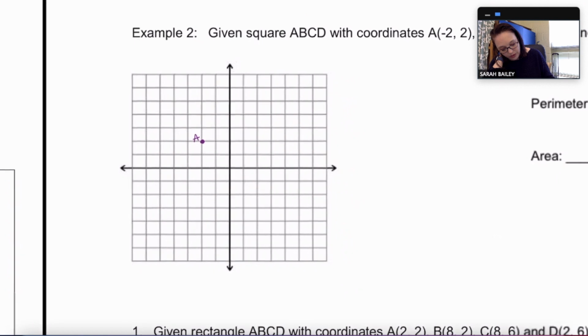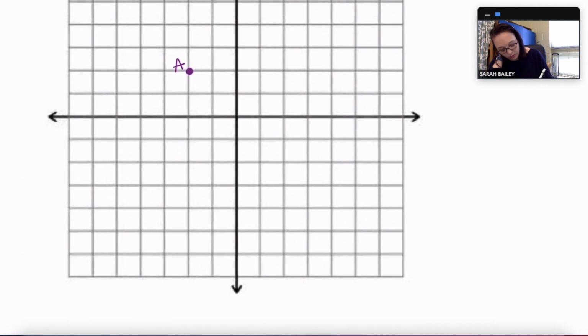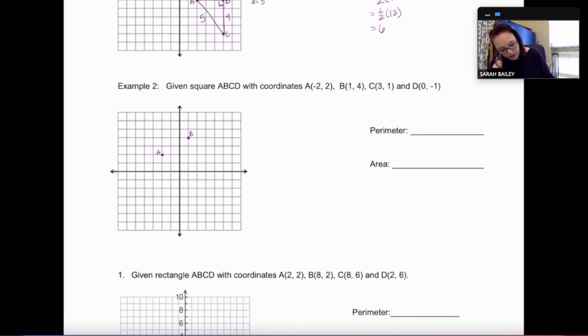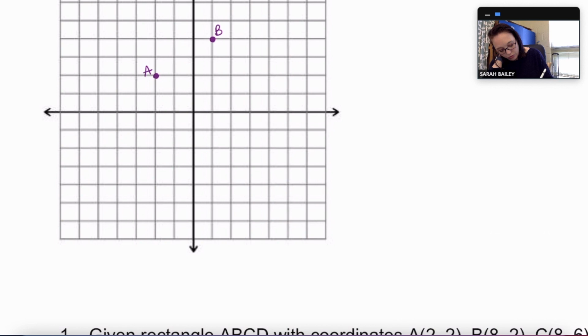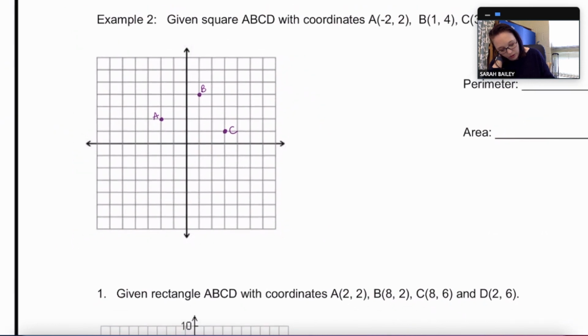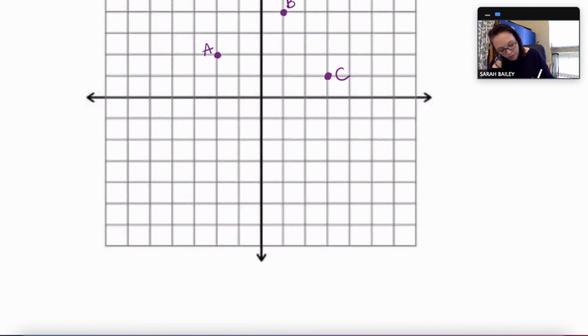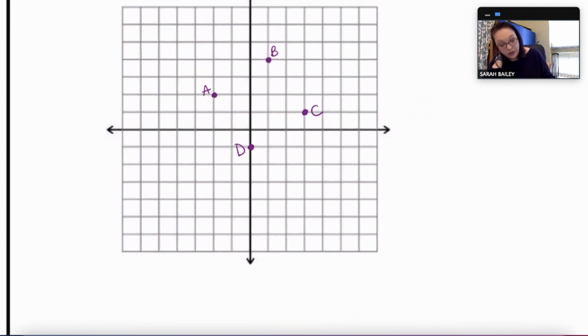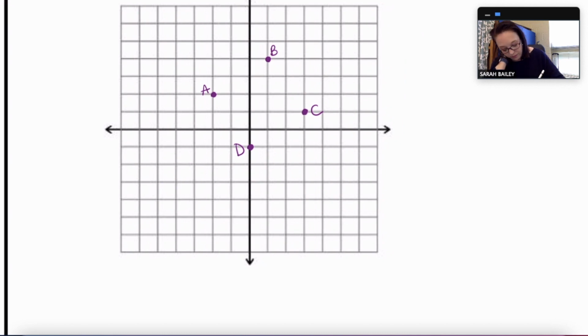Let's see, B is at 1, 4. Let's see, C is at 3, 1: 1, 2, 3. And D is at 0, -1. Okay, let's go ahead and connect them.